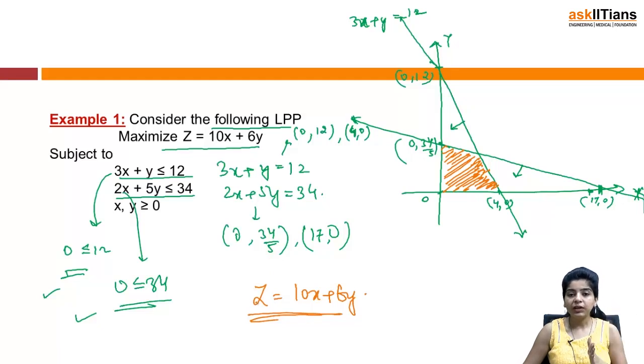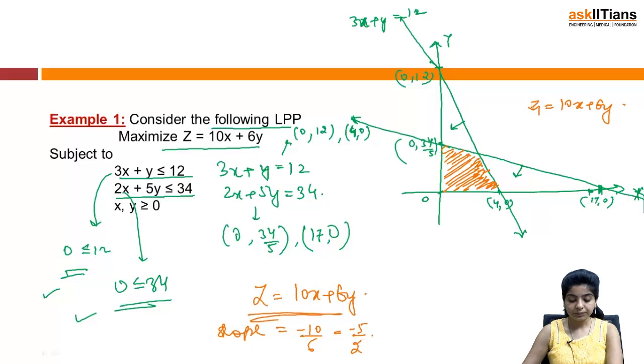I am going to get different lines, but this family of lines is going to be parallel to each other, and the slope would be the same, that is minus 10 by 6, that is minus 5 by 2, right? So what you are supposed to do is give any convenient value to z, z1 equal to 10x plus 6y, and I can draw this line, right?